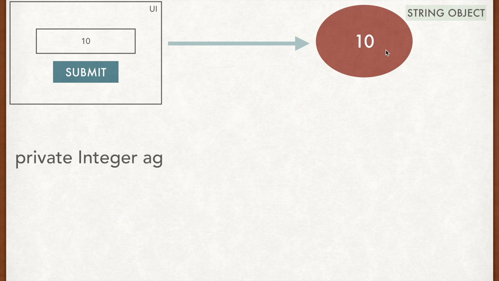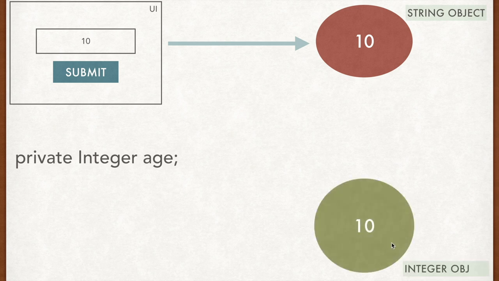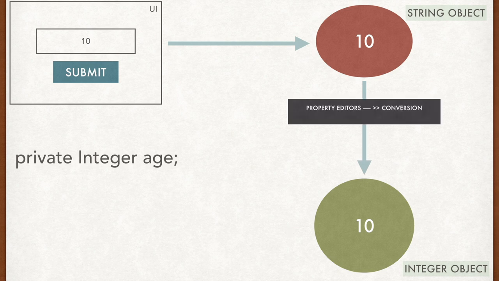But hold on, right now we need to store this 10 into an integer object. Just imagine that these are the properties inside a DTO, and inside that DTO, the age property has been defined as integer. Right now, how are you going to store this string inside an integer? So pretty simple requirement. We have a string object, we want to convert it to an integer object of 10 so that we can store this 10 with this particular variable. And here, to do this conversion, property editor comes to the rescue.